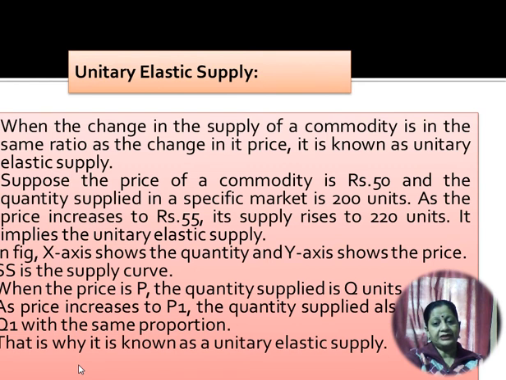Suppose the price of a commodity is rupees 50 and the quantity supplied in a specific market is 200 units. As the price increases to rupees 55, its supply rises to 220 units. It implies the unitary elastic supply. That means there is an equal change in quantity supplied of goods with equal change in the price of a commodity. So when the ratio between price and quantity supplied is equal, that situation is known as the unitary elastic supply.